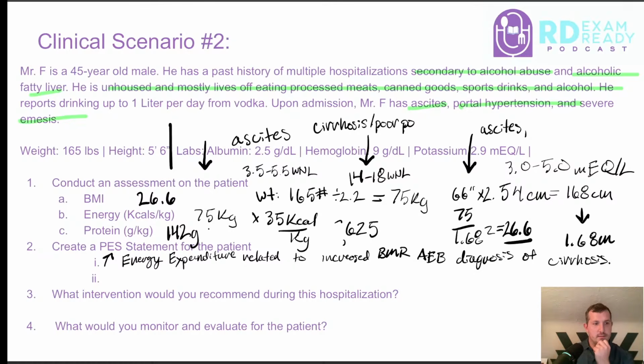That's perfect. So let's do altered lab value.